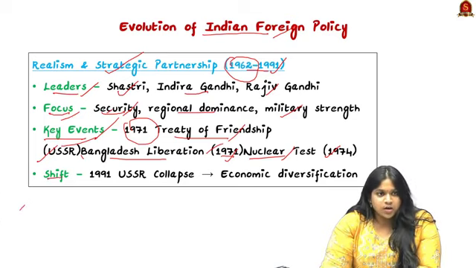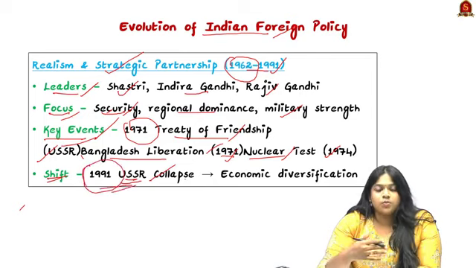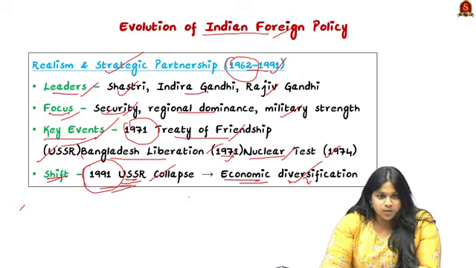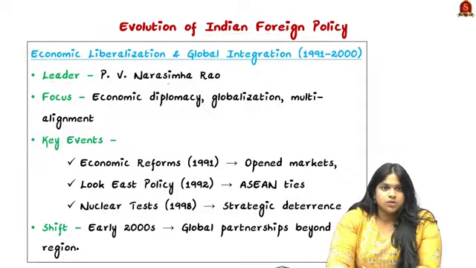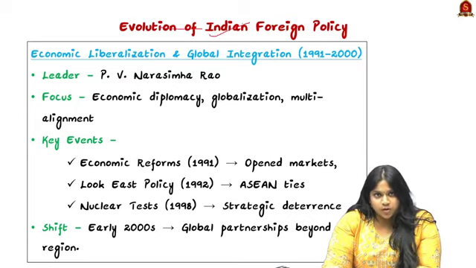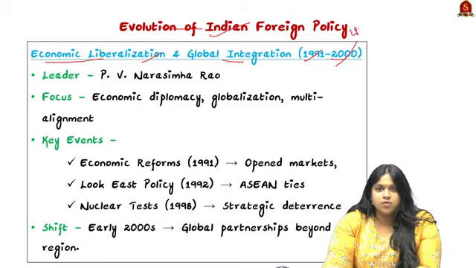After 1991, we had a major shift in our Indian foreign policy, that is during the USSR collapse in 1991. So as a country, we gave more importance to economic shift and economic diversification, to be even more stable during such a global collapse. So in the evolution of Indian foreign policy, it led to economic liberalization and global integration from 1991 to 2000, which is the period of LPG.